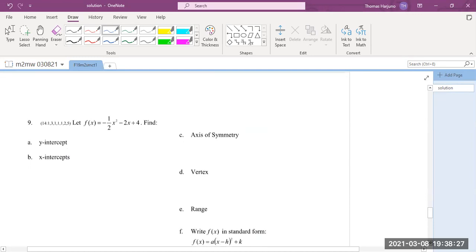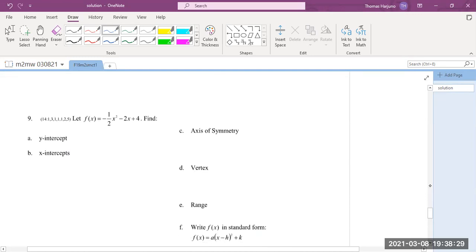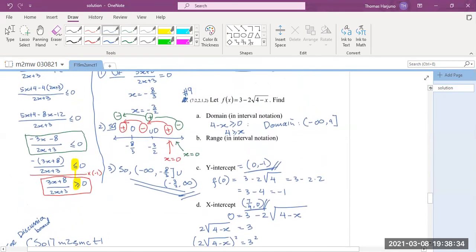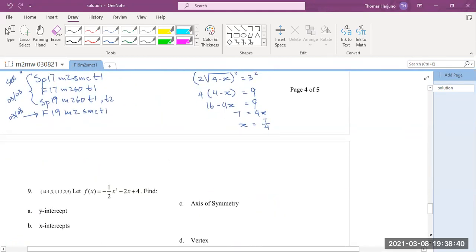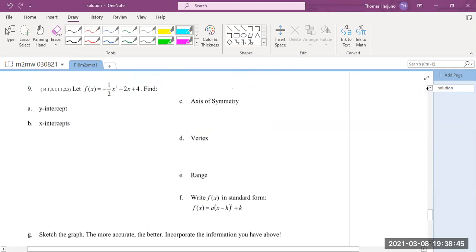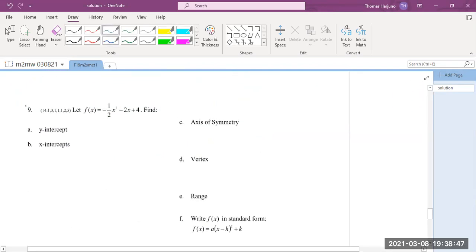Number 9 still requires transformation to do, especially because we need to graph that, right? Let me mark it in this, which means we will finish it on Wednesday. This is number 10.